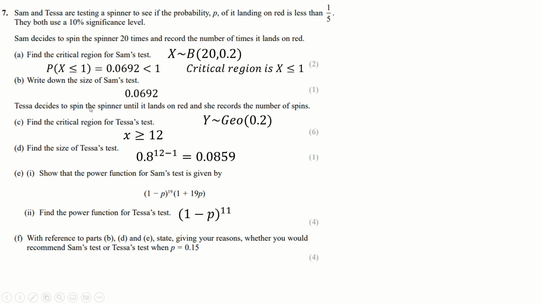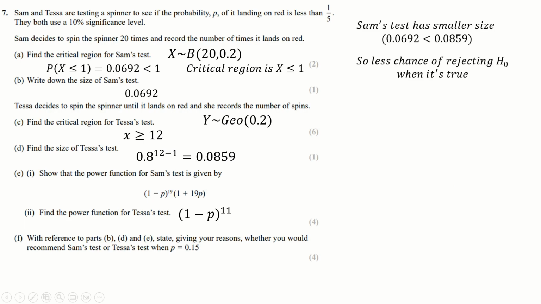With reference to all of this, give reasons whether you do this or this. So the size of Sam's test is smaller than the size of Tess's test. Now that's useful because the size of a test is the chance of rejecting H0 when it's true, and that's not what you want. You don't want to reject the null hypothesis when the hypothesis is correct. So the fact that his test has a smaller chance of doing that is good. So that's points for Sam's test.